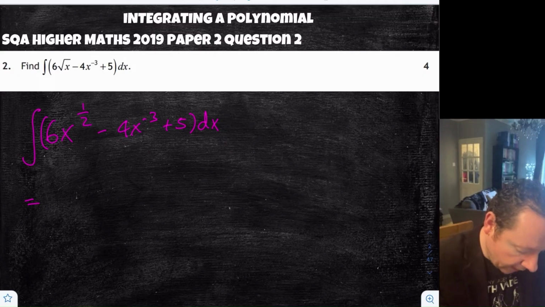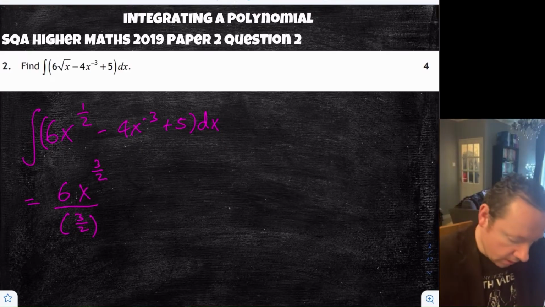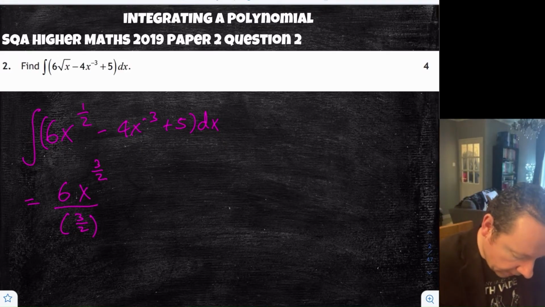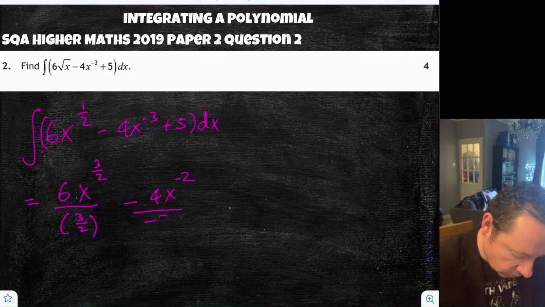So that gives me x to the 3 halves. Still times 6, but that's divided by 3 halves. We'll deal with that later. And then minus 4x to the minus 2. Minus 3 add 1 is minus 2, so divide by minus 2.